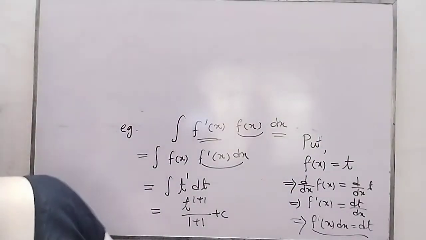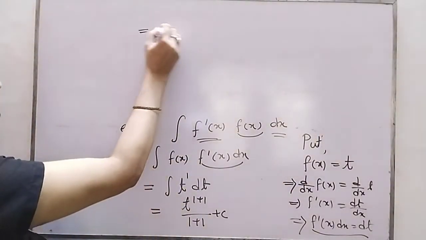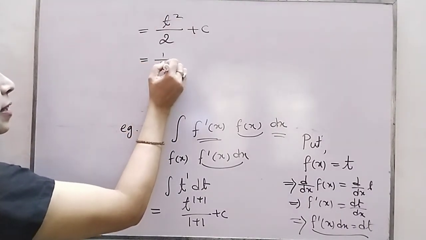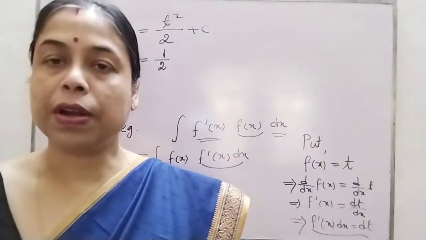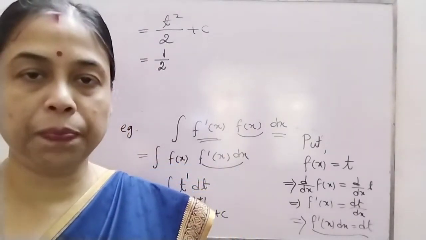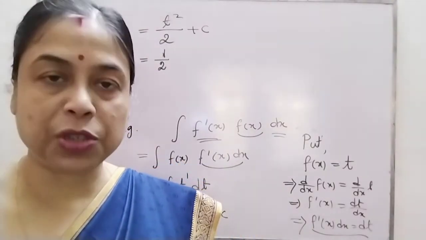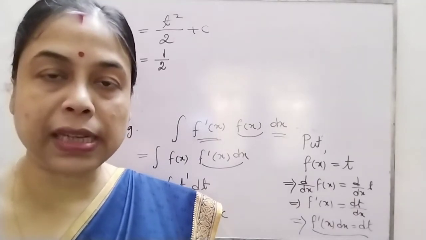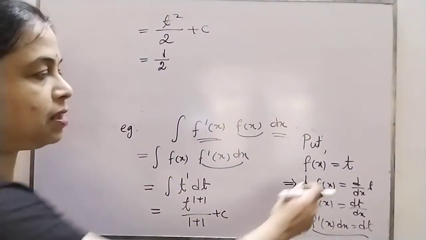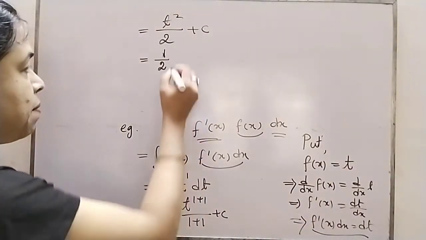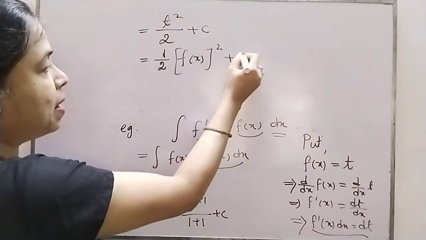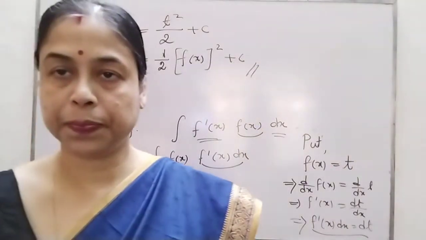After this, you see what we will have? It will become t square divided by 2 plus c, which can be written as half of t square. Remember, whatever substitution you have used is done just to make the integrand simple. So ultimately, when you obtain the answer, don't forget to change the variable in terms of the original variable. That means here I have to change t in terms of x now, which can be written as half of f of x whole square plus c. And this is the solution of the question.